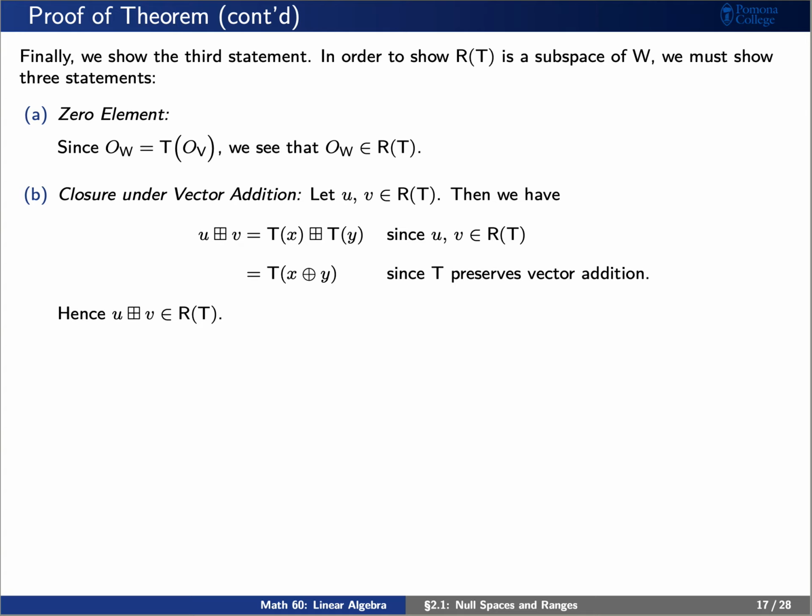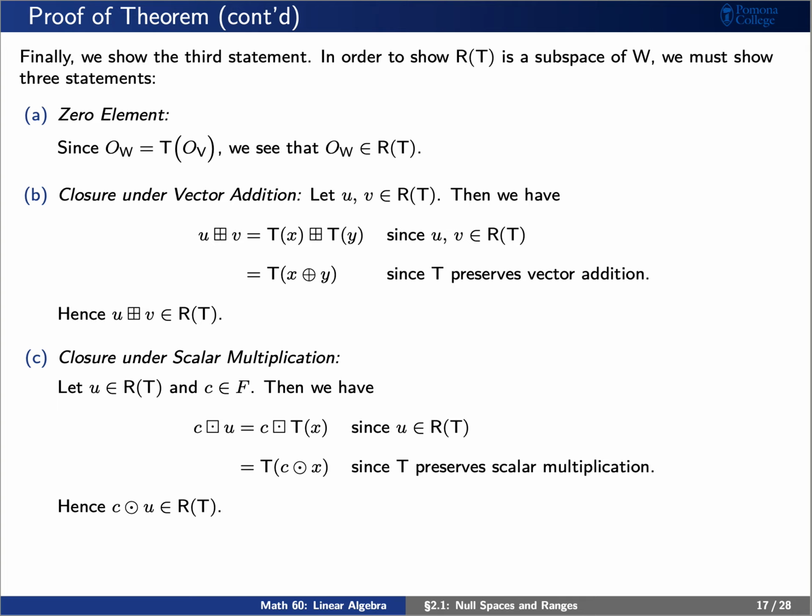Next, we must show that the range is closed under vector addition. Let's take two vectors u and v that are in the range. This means that u equals T of x and v equals T of y, so that u plus v is T of x plus y. Since x plus y is in the vector space V, we see that u plus v must be in the range.